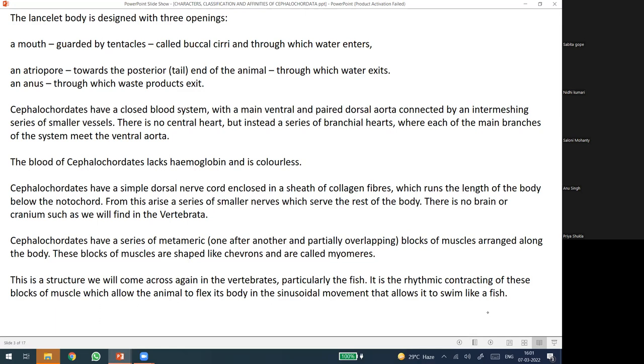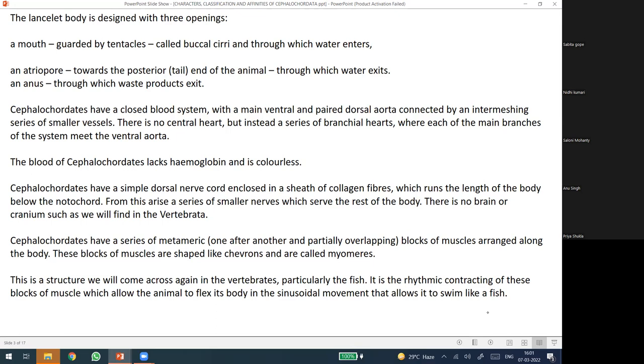The cephalochordates have a simple dorsal nerve cord enclosed in a sheath of collagen fiber running along the length of the body below the notochord. From this arises a series of smaller nerves which serve the rest of the body. There is no cranium and no brain, as found in the higher forms, that is the vertebrata.